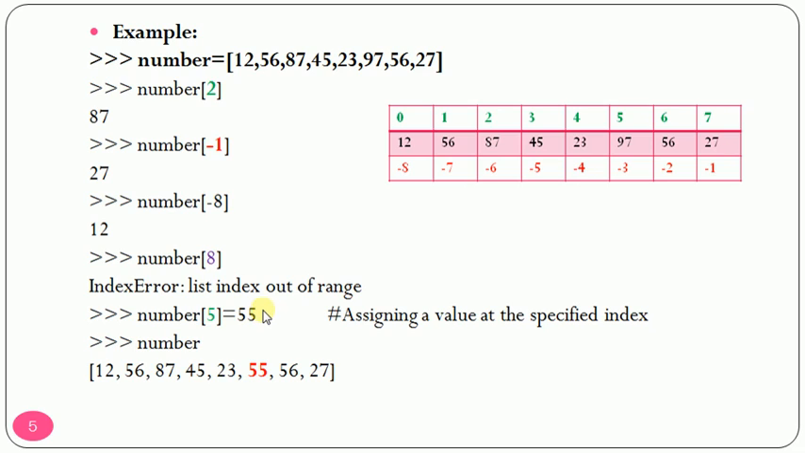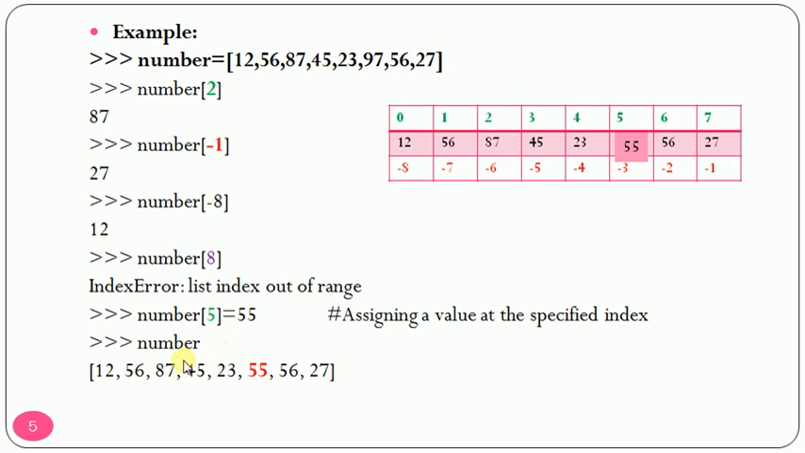Now suppose we want to assign some values to this list element. That means we are going to change the value of a particular element. Suppose I want to change this 97 to 55. I can simply assign using the equal sign. Index 5 is representing this 97. So num[5] = 55. Then this 97 will be replaced by 55.